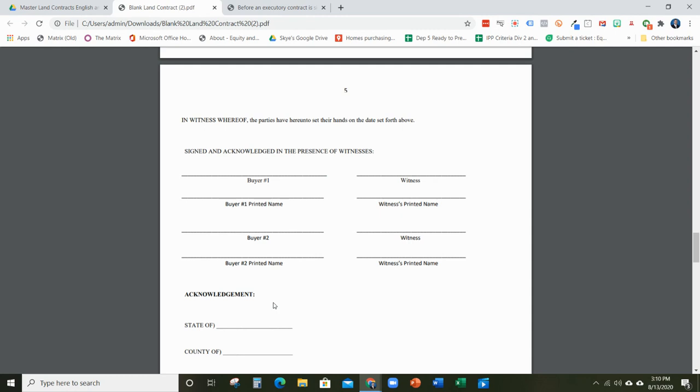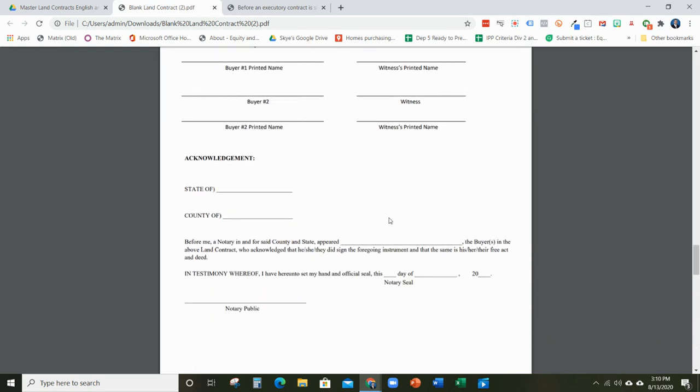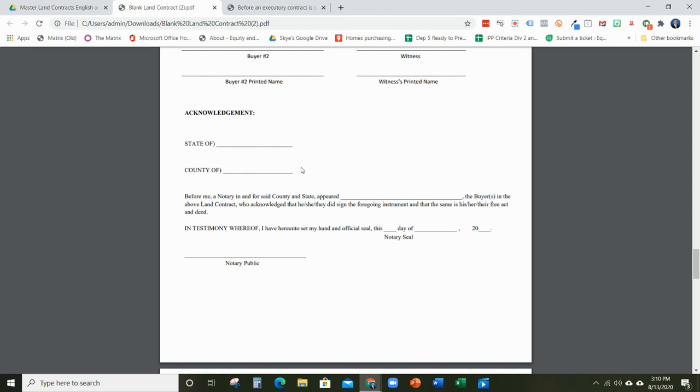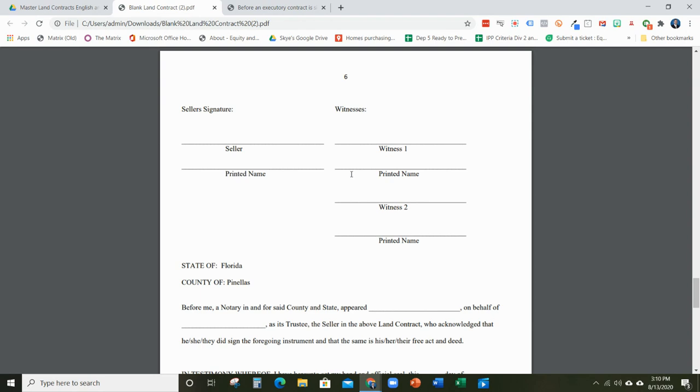There's also a section on page 5 for witnesses. As you can see here, the first buyer will need to sign here and print their name on the second line. The co-applicant or second buyer will need to sign on this line and print their name on the second. And over here is room for the 2 different witnesses, and the notary will sign and stamp in this section of the contract. Page 6 is to be left alone. That's for us, EasyHomes, as the seller, to sign and notarize this section.